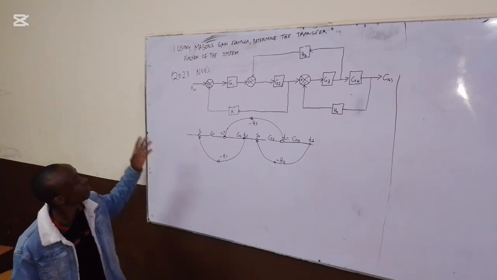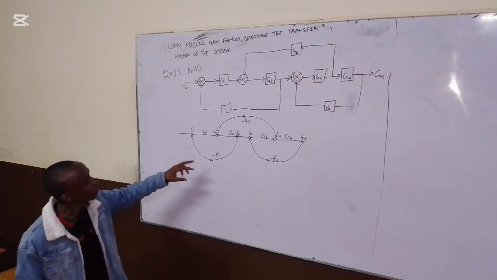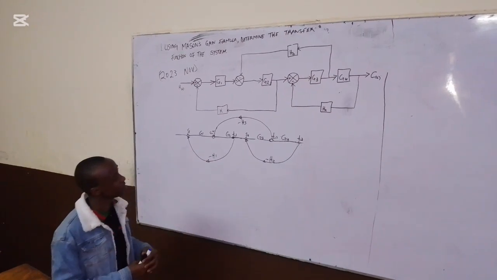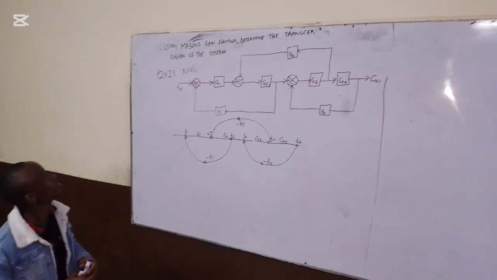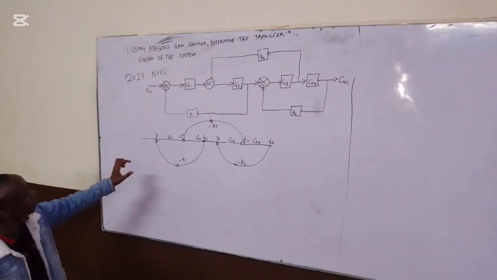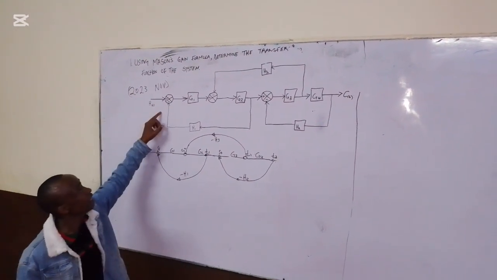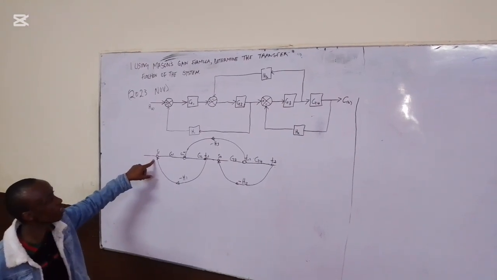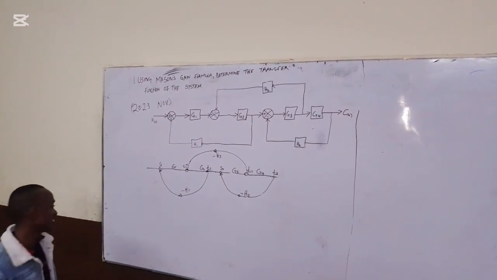We were taught to draw a signal flow graph for the equivalent block diagram. So, first, to draw the signal flow graph, the summing point and takeoff point change to be a node. Now, this is how we go about it.